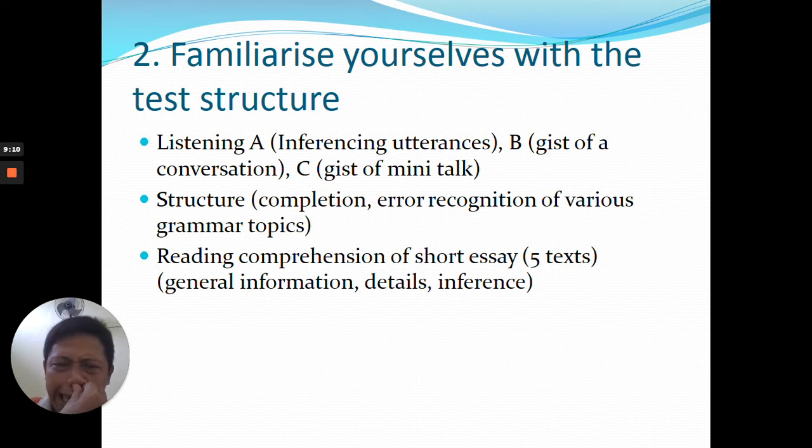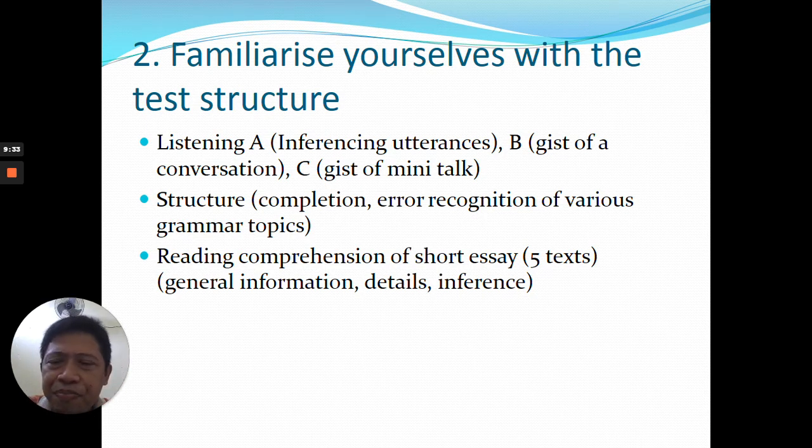Error recognition, you need to be able to find out aspects of the sentence over there that contain errors. What aspects can be seen in the kisi-kisi, in the slide. I'll be back to that.